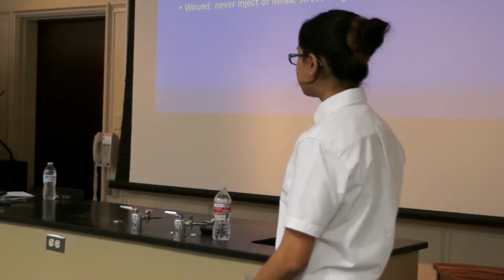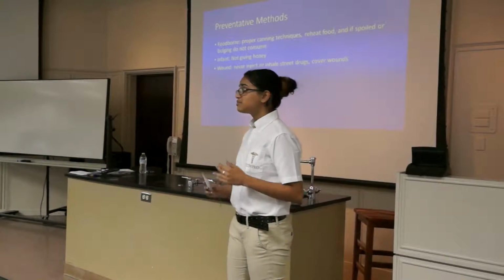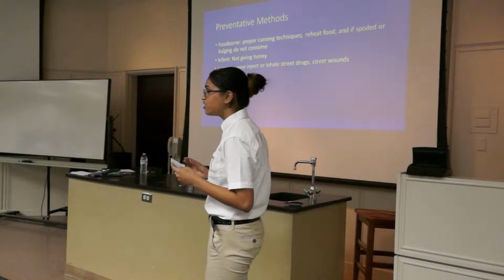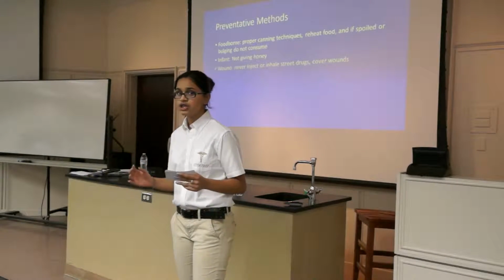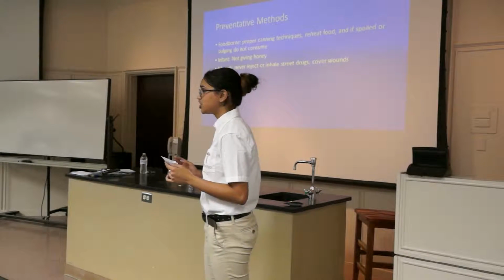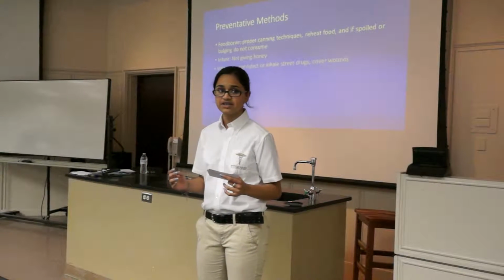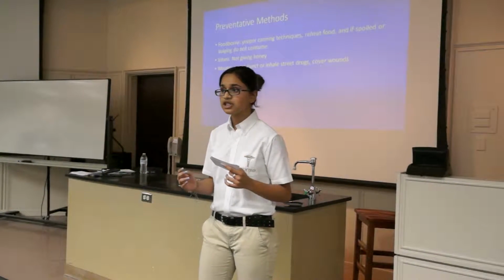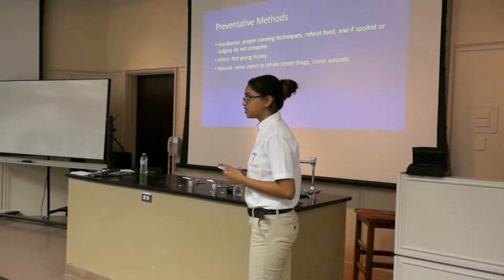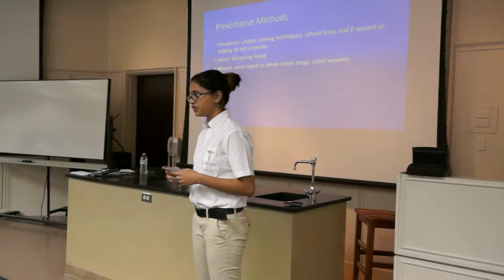In order to prevent botulism, foodborne botulism specifically, exercise proper canning techniques. Reheat food, and if a can of food appears bulging or spoiled, do not consume it. Under no circumstances should an infant ever be given honey, as it can increase their chances of contracting infant botulism by 20%. And in order to prevent wound botulism, cover open wounds and do not inject or inhale street drugs.